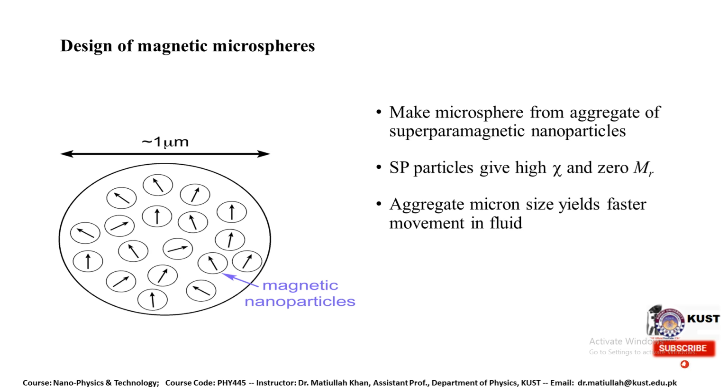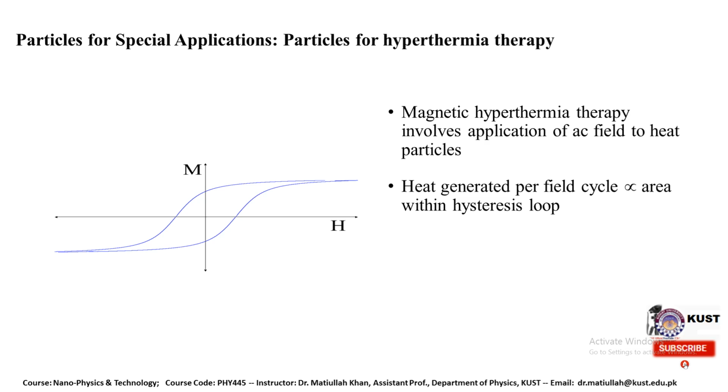Here we are going to understand the design of magnetic microspheres. Magnetic moments are present in magnetic nanoparticles arranged in different directions, and we need to design the magnetic microsphere. This microsphere could be designed by making it from an aggregate of superparamagnetic nanoparticles, and superparamagnetic nanoparticles give high susceptibility and zero magnetization, which is only possible when the micron-size aggregate yields faster movement in fluids.